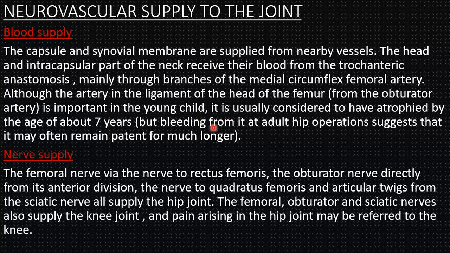Okay, the hip joint is supplied by the femoral nerve via the nerve to rectus femoris, also by the obturator nerve directly from its anterior division, also by the nerve to quadratus femoris, and also by articular twigs from the sciatic nerve. The femoral, obturator and sciatic nerves also supply the knee joint. That is why pain in the hip joint might be referred to the knee.